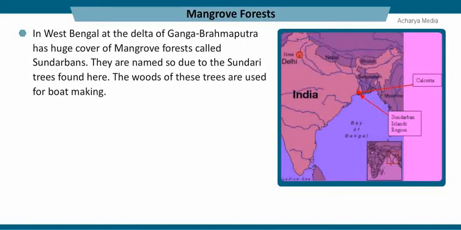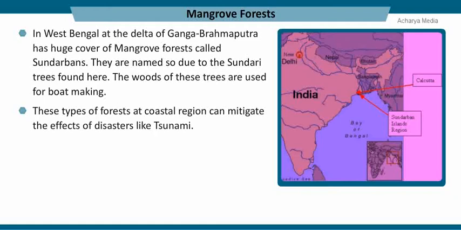In West Bengal, the delta of Ganga Brahmaputra has a huge cover of mangrove forests called Sundarbans. They are named so due to the Sundari trees found there. The woods of these trees are used for boat making. These types of forests at coastal region can mitigate the effects of disasters like tsunami.